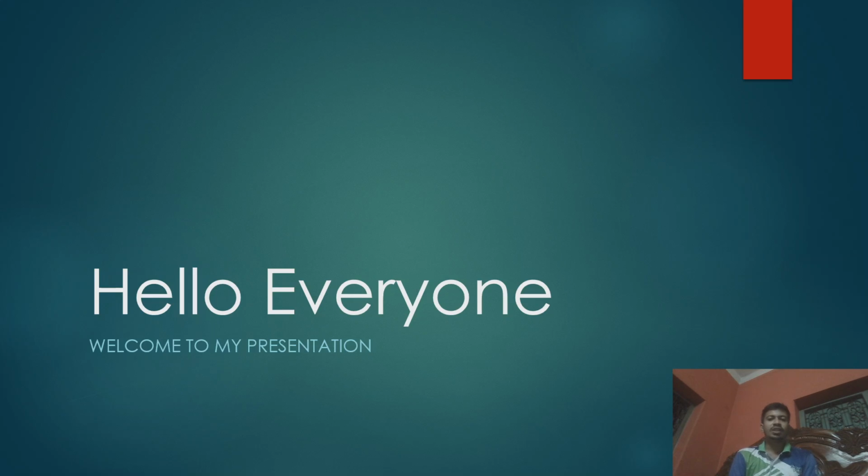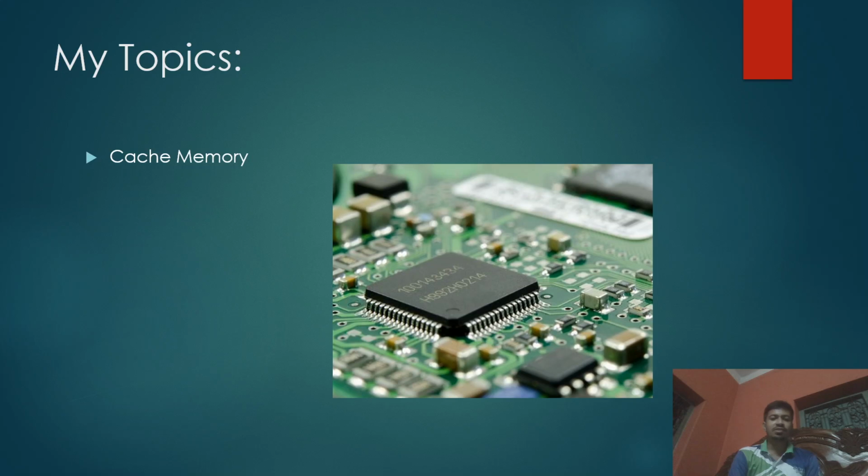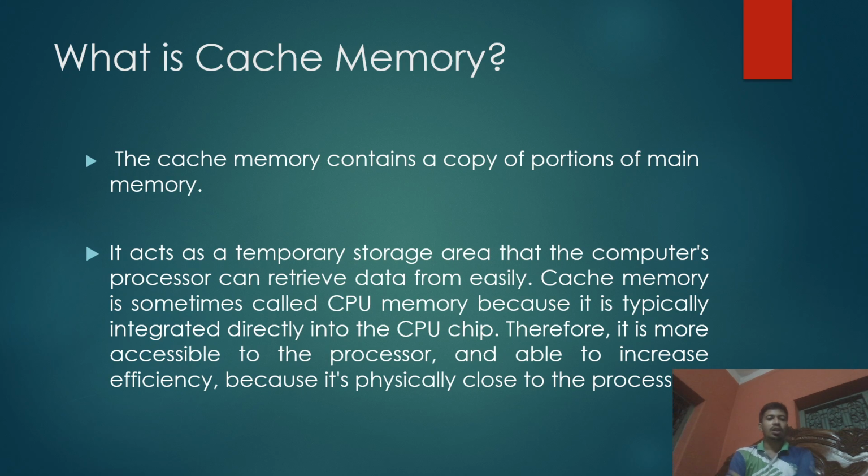So today is our presentation day and we all have some topics for our presentation, and I have also chosen a topic, and it is cache memory. So actually what is cache memory? The cache memory contains a copy of portions of main memory, and it acts as a temporary storage area that the computer's processor can retrieve data from easily.